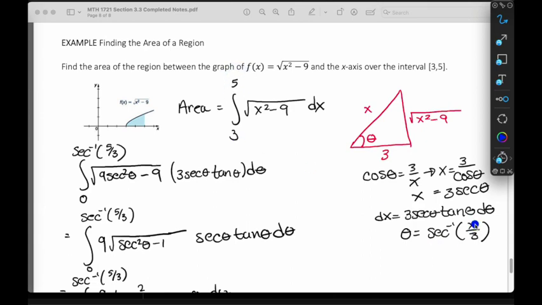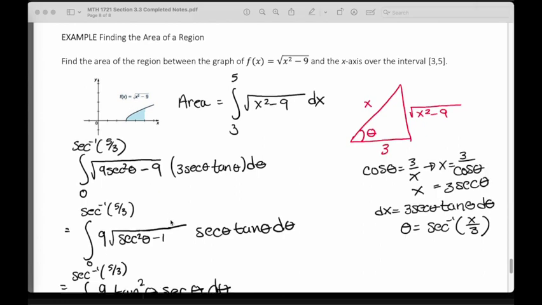So if I plug in 3 here to figure out what my theta is, I'm going to get the inverse secant of 1, and we know that that's 0. That's a nice easy one. This one isn't so easy, so I would just leave it as is, and we'll use a reference triangle later to figure that out when we evaluate.